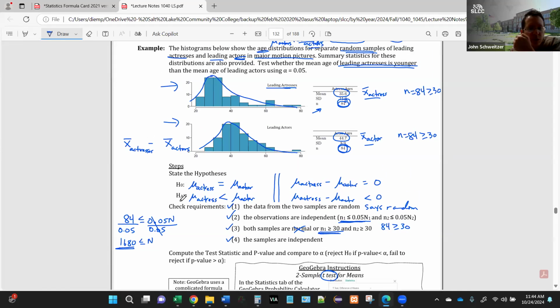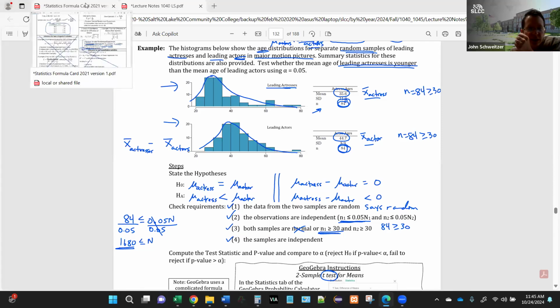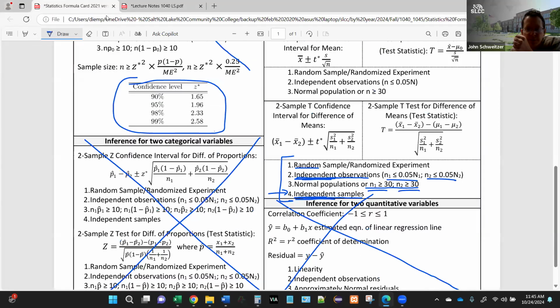So what would we do at this point? Well, we need a t-score so we can get a p-value. There is a formula for the test statistic, right here. If you're doing a two-sample t-test for a difference of means, you take the test statistic, x bar 1 minus x bar 2.